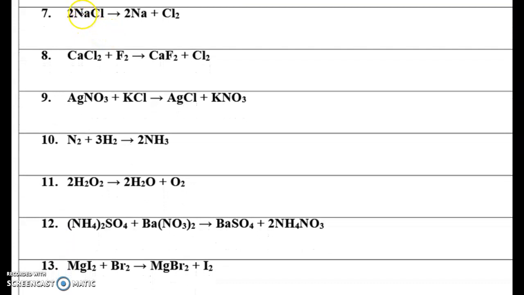Alright, next one, sodium and chloride were together, now they're apart. That is a decomposition. Calcium chloride and fluorine were started out as reactants in this, and then the fluorine ends up with the calcium, the chloride is separate. That is a halogen single replacement. So the fluorine replaced the chlorine, and the chlorine got kicked out by itself.